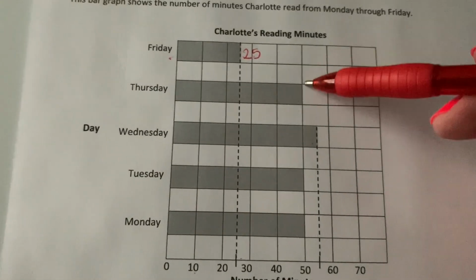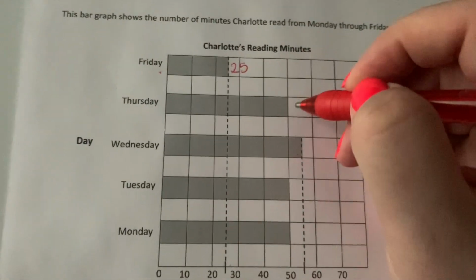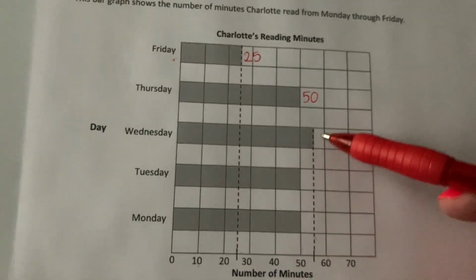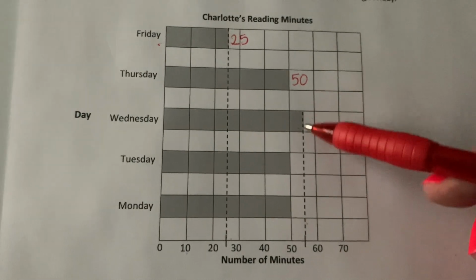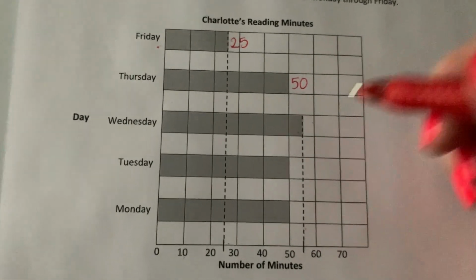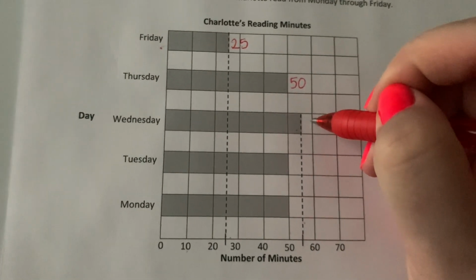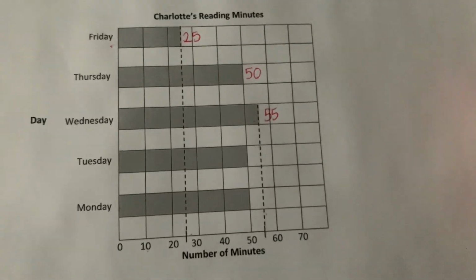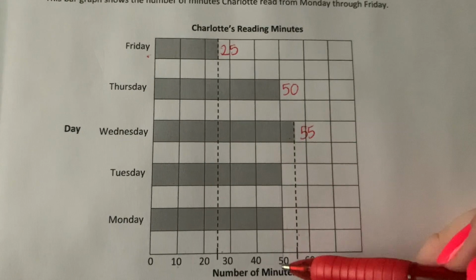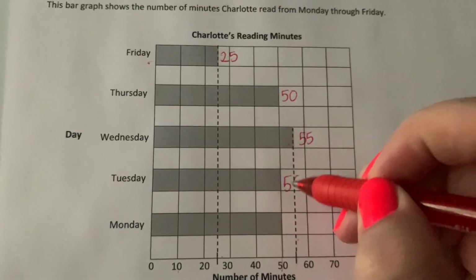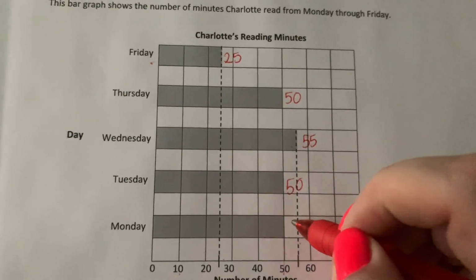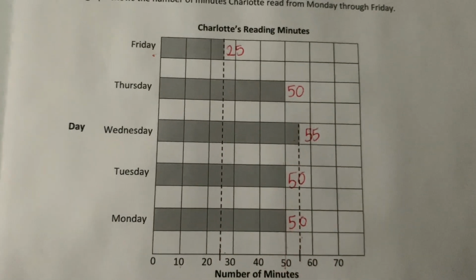Thursday, that's a nice even one. It goes right down to 50. Wednesday goes past 50, but it's not quite at 60. It's directly in the middle. So I know that halfway between 50 and 60 is 55. And then Thursday, that's a nice even 50. And then Monday is also a nice even 50.